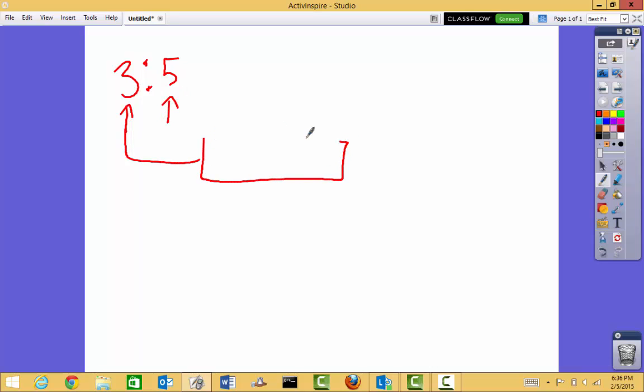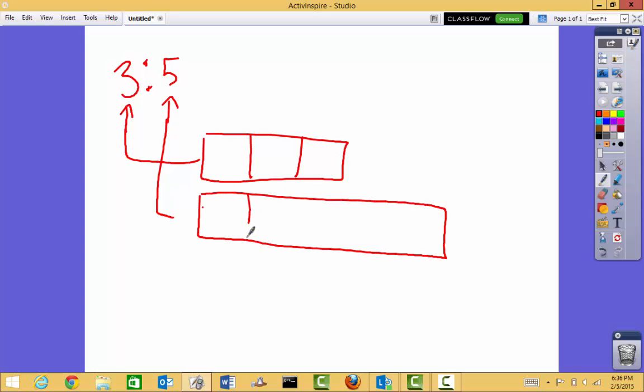Okay, here's our next problem. Create a tape diagram to show the ratio 3 to 5. Well, how I create tape diagrams, I'm going to make a tape diagram of the first number, and a tape diagram of the second number. So my first number is 3, so it's split into 3 parts. My second one is 5, so I make a tape diagram that's slightly bigger. I make it into 5. Remember, each part should be the same length.